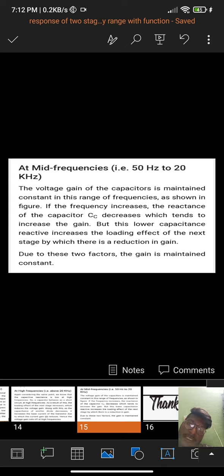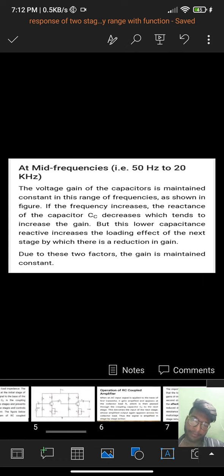At mid frequencies, the voltage gain is maintained constant in this range of frequencies as shown in the figure. If the frequency increases, the reactance of the capacitor decreases, which tends to increase the gain, but the lower capacitive reactance increases the loading effect on the next stage, by which the gain reduces. Due to these two factors, the gain is maintained.